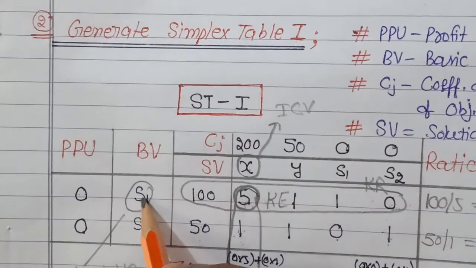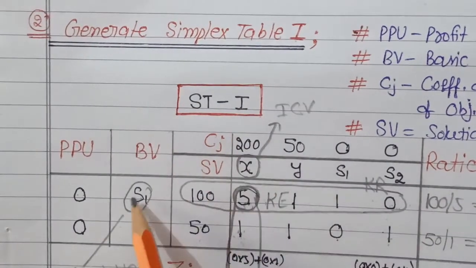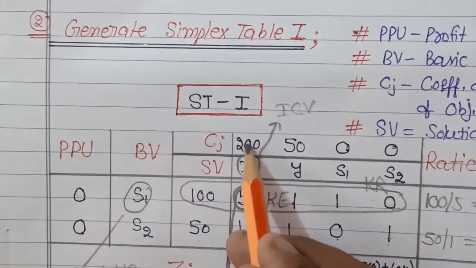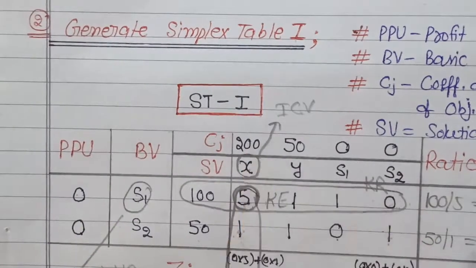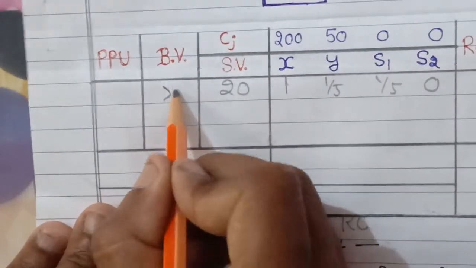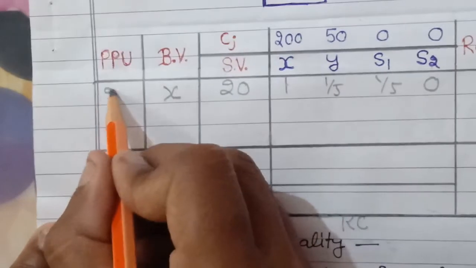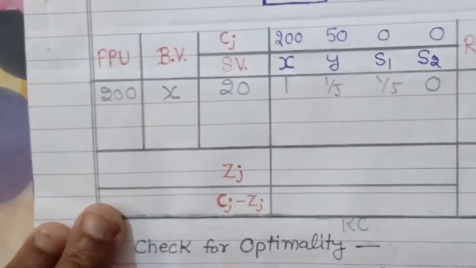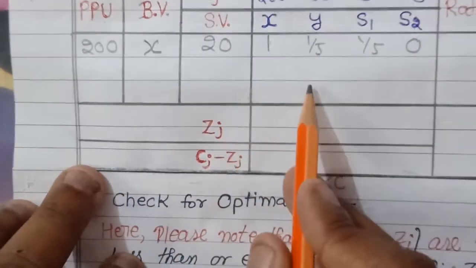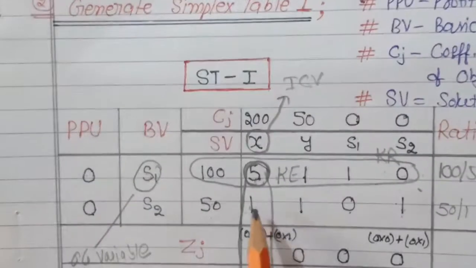So we will write here now x in the simplex table 2, and in front of that we will write the value as 200. Okay, so now let us write here as x, and for x we are having a value of PPU as 200 here now. Okay, now again moving to row 2, we have to make this element as 0.